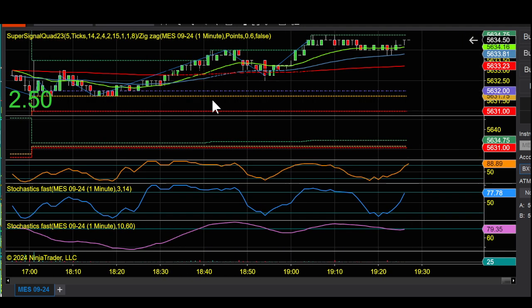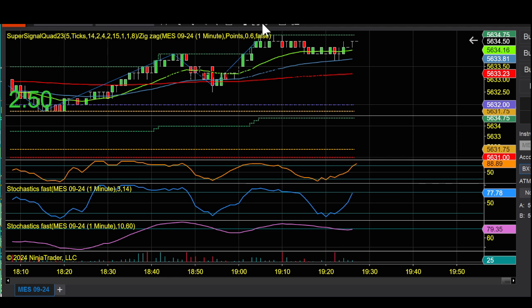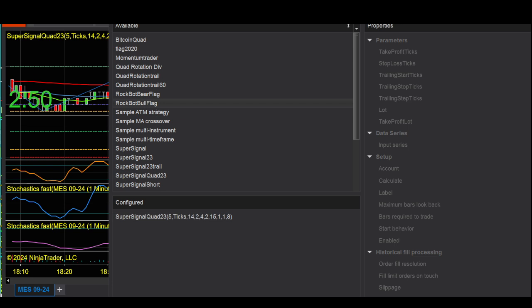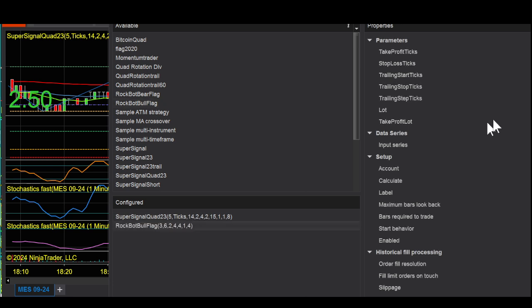Now if you wanted to run another script, you just drop the other one down. Sometimes I think the bull flag is a great one to just manage. Now, if you put that bull flag on, you could probably keep the parameters as they are. Maybe get a little bit more room. This is real tight.